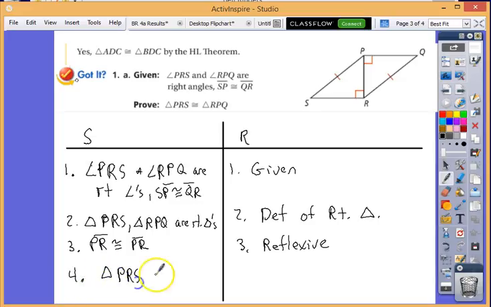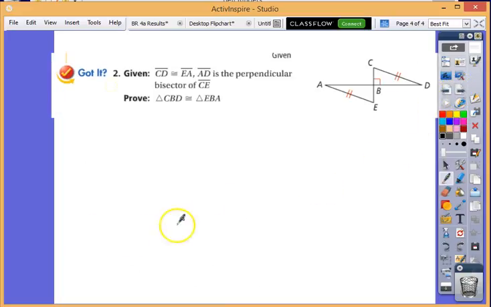Triangle PRS congruent to triangle RPQ. Which one's R? The first one. And that is by hypotenuse leg. Do I have the 3 things? I have hypotenuse congruent, I have the fact that it's a right triangle, and I have leg congruent. Go ahead and mark the leg congruent on my drawing here. So I have the 3 things that I need, so yep, it's hypotenuse leg. All right, now that I've gone through that, I'm going to give you one to try.